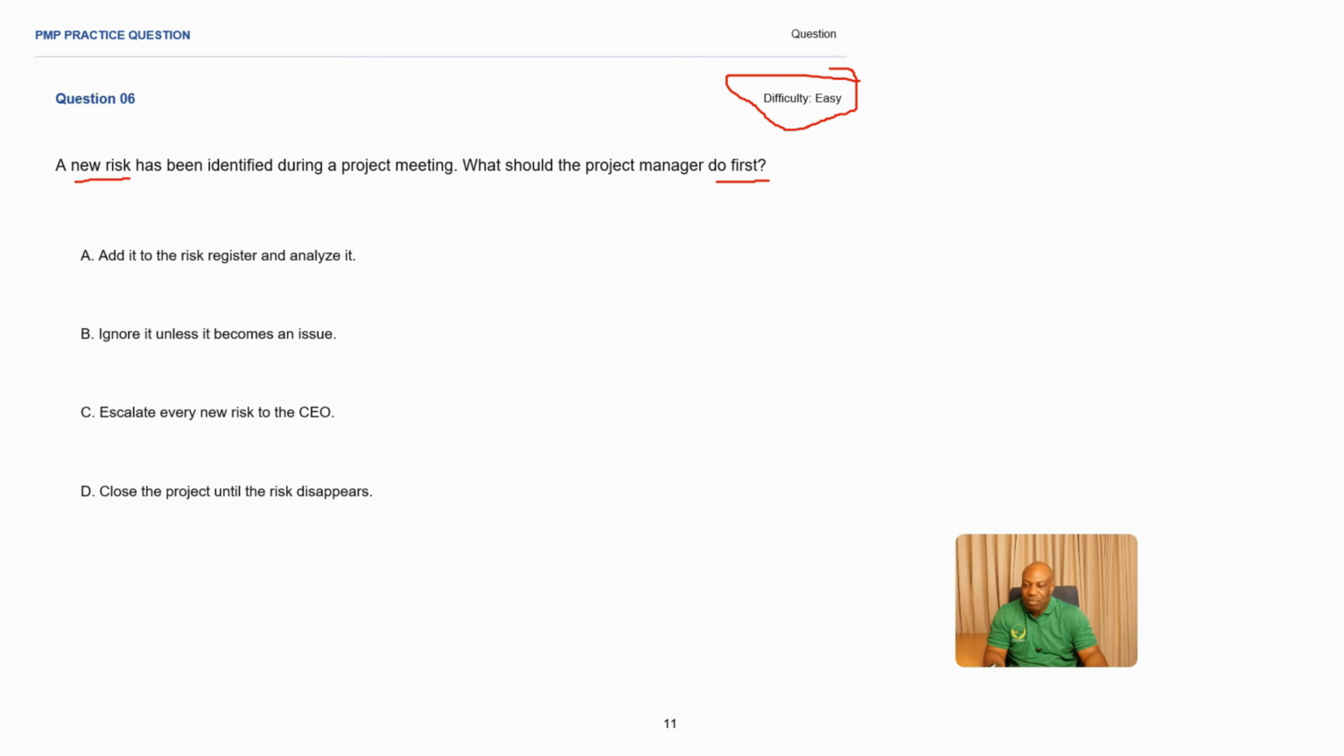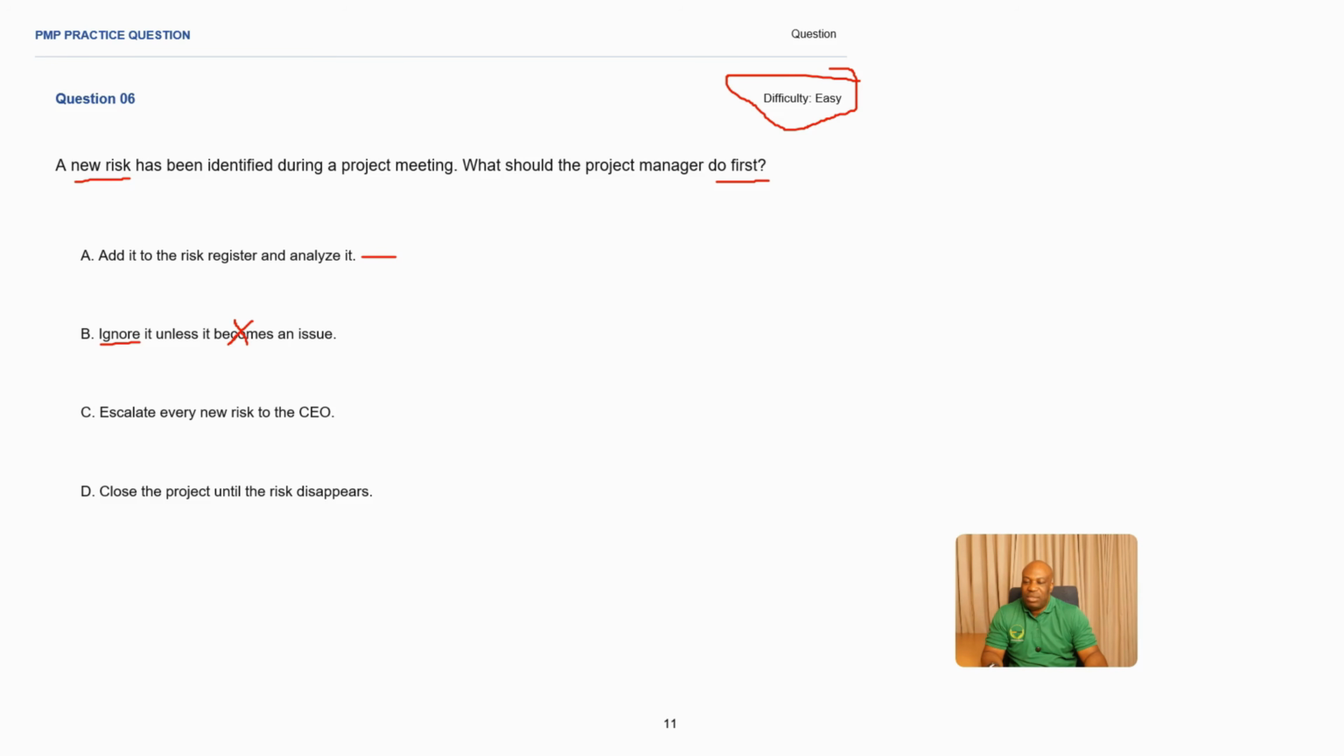Okay. Number one, add it to the risk register and analyze it. Okay. It's expected that as a project manager, the first thing you have to do is to add to the risk register. But let's see the other answers. I like this one. Ignore it unless it becomes an issue. Never ignore a risk as a project manager. Eliminating this answer straight away.